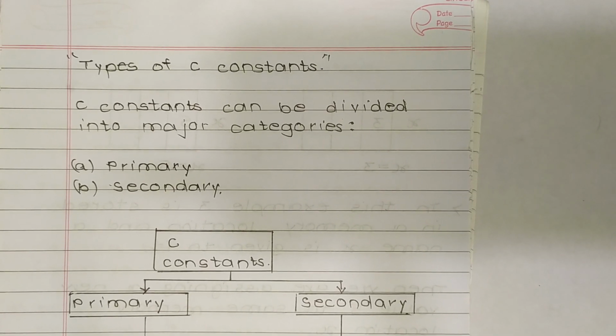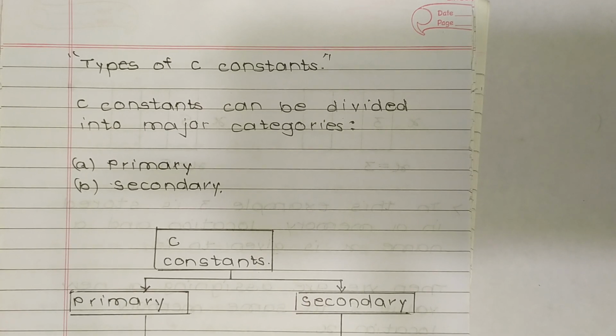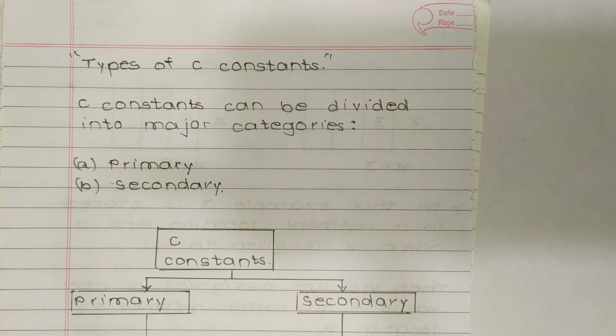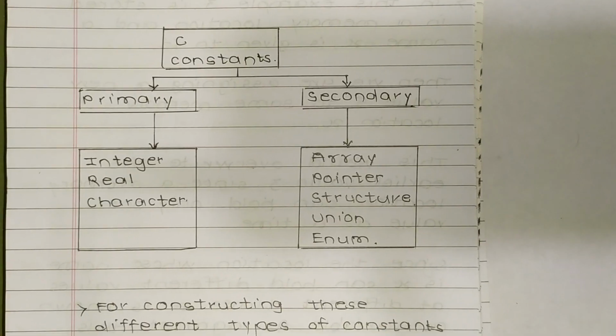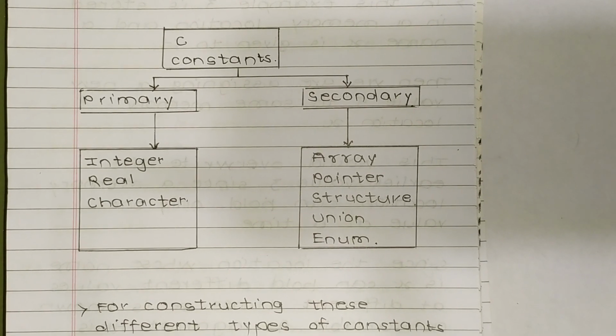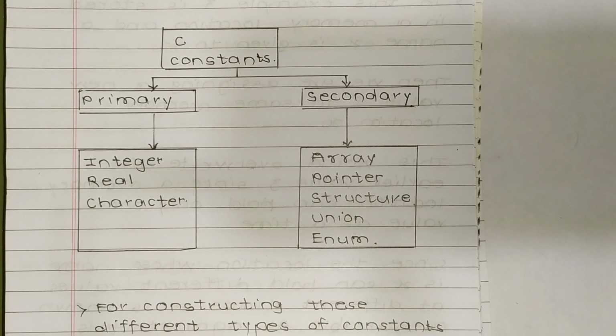Types of C constants. In this topic we are discussing types of C constants. There are various C constants, and they can be divided into two major categories: primary and secondary. In the primary category there are integer, real numbers and characters.